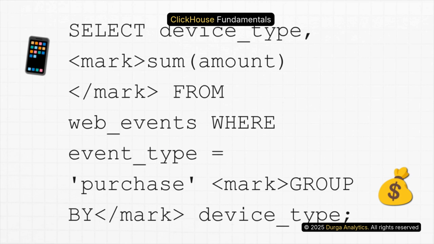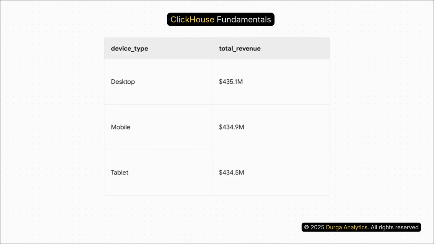And since that's the very first column in our primary key, this query is just unbelievably fast. And again, the results are immediate. We have a crystal clear breakdown of total revenue by device. Now the product team can make smart, data-driven decisions. That's insight number 2, delivered in a flash.